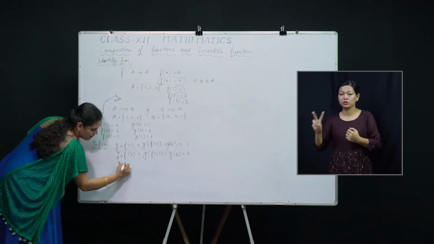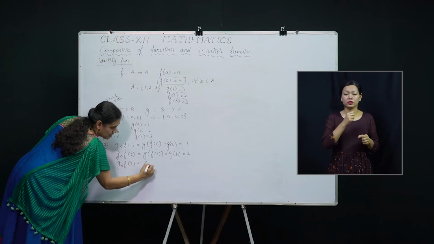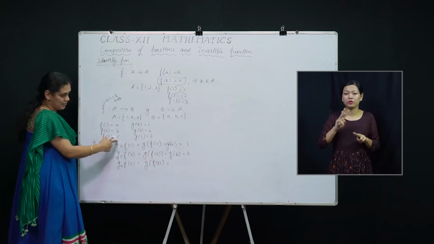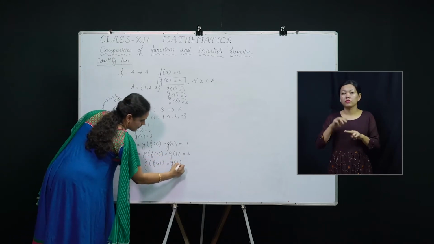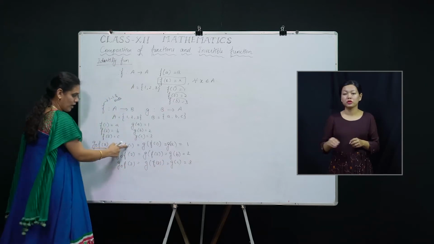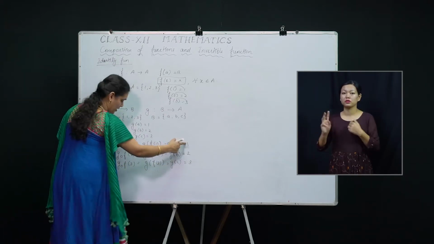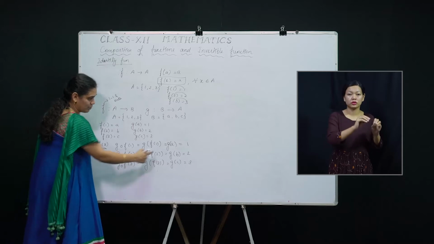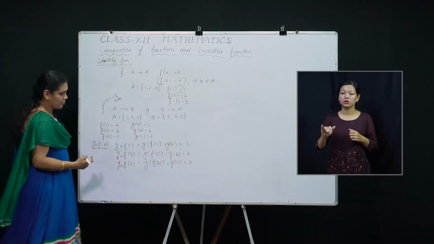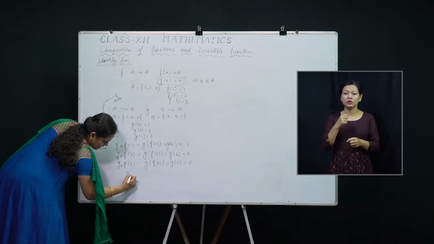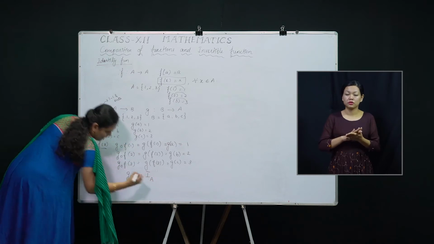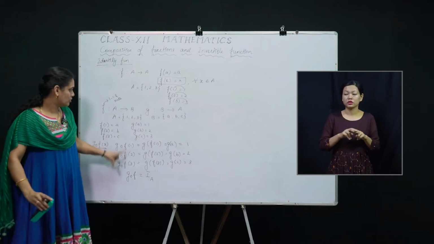And then g∘f of 3 is g(f(3)). f(3) is equal to c. Therefore, g(c) is again 3. So when you give input 1, you get 1 as output. When you give 2 as input, you get 2 as output, and 3 as input gives 3 as output. So in general, we can say that g∘f is nothing but the identity function on the set A, because 1, 2, 3 belong to A.